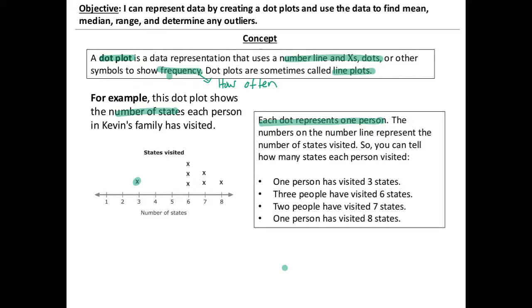Again, here I can see one person has gone to 3 different states. I can see 3 people went to 6 states, 2 people have visited 7 states, and 1 person has visited 8 states. That's how I read the dot plot, okay? So every X above the number is representing a frequency.